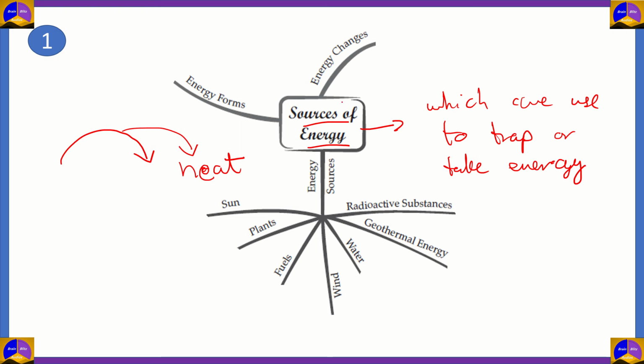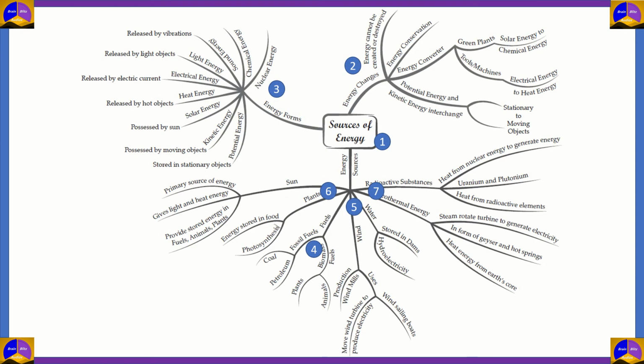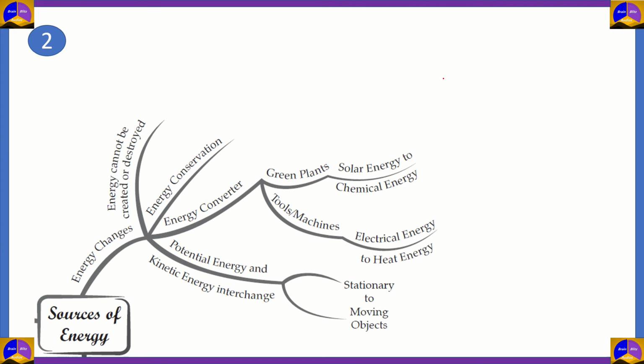Now, an ideal source of energy is one which is easy to use and transport. It does not pollute its environment. It has a high amount of energy, and it's also safe to use. So these are some of the characteristics of a good source of energy. Let's look at energy changes.